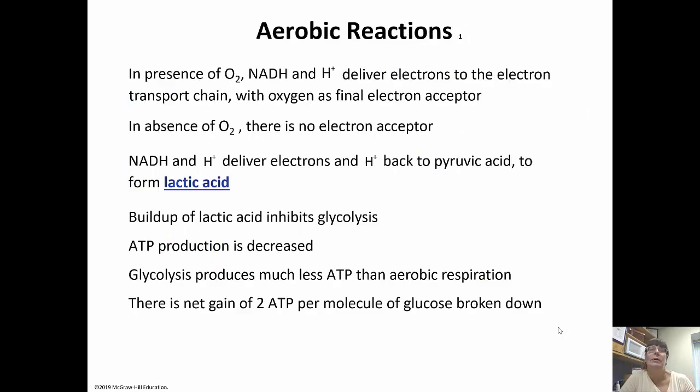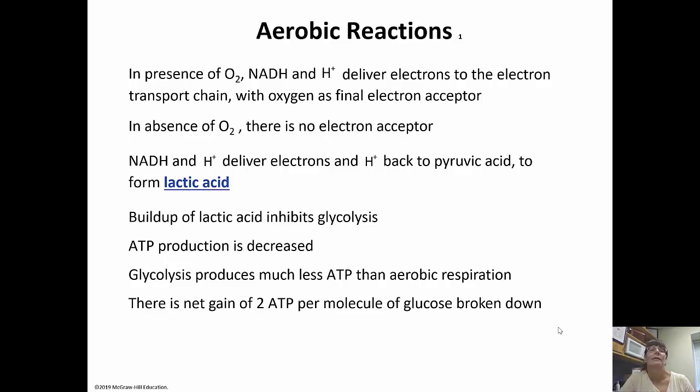If oxygen is present, the NADH and the hydrogen are going to deliver electrons to the electron transport chain. Oxygen is going to be the final electron acceptor. If oxygen is not present, there isn't an electron acceptor, so we shut down this reaction. No oxygen, it shuts down, and you keep having to go back to the glycolysis reactions in what we call fermentation.